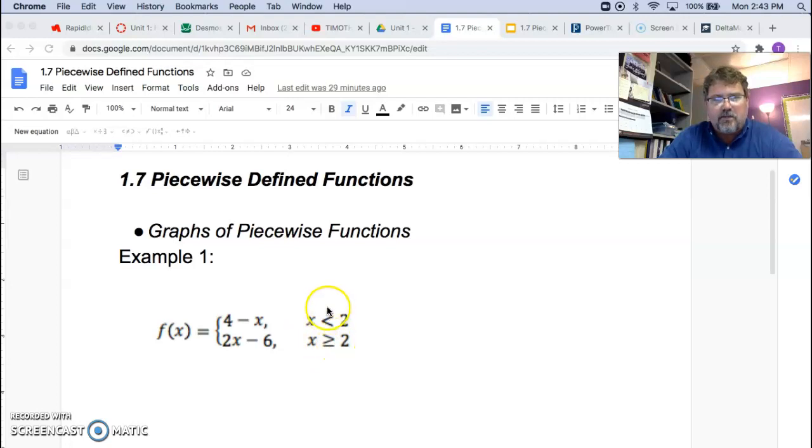So one includes 2, the other doesn't include 2. They can't both include 2. If they did, it wouldn't pass the vertical line test, so it wouldn't be a function. This one is not too bad. I'm going to graph it for you by hand here, and I'll show you how to think of it. Then I'll show you a Desmos way to do it.